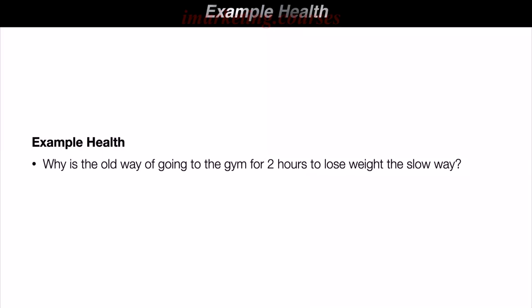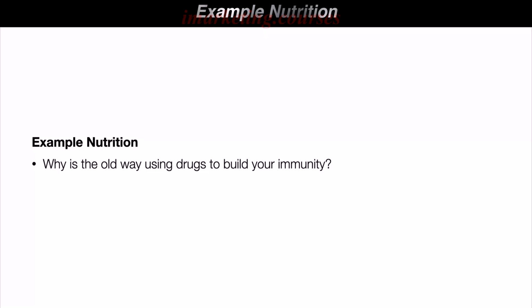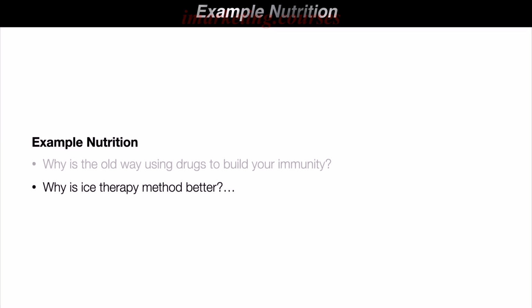Okay, example, health. Why is the old way of going to the gym for 2 hours to lose weight the slow way, versus why is HIIT training better? Because you can increase your heart rate quicker, burn more calories, and as long as you control your calories, you'll be better off. Okay, example, nutrition. Why is the old way using drugs to build your immunity, which a lot of people do in terms of arthritis, etc., versus why is eye therapy better? All right, eye therapy increases your immunity like 10 times more than taking drugs.